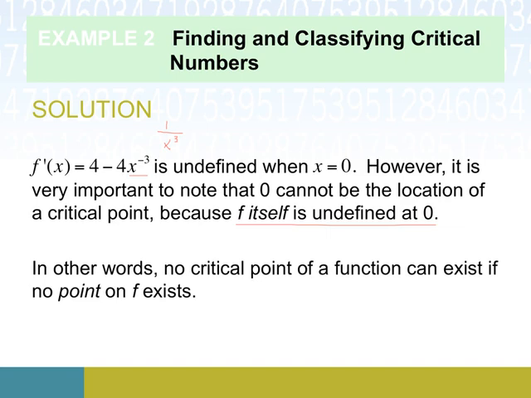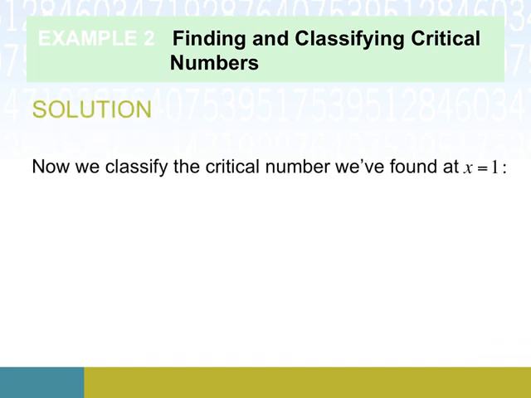You can't be a special kind of point without actually being a place on the graph. So because f is undefined at 0, it doesn't matter that f prime is undefined at 0 as well. There can't be a critical point where there's no point on f. Okay, so really we've only got one critical number.